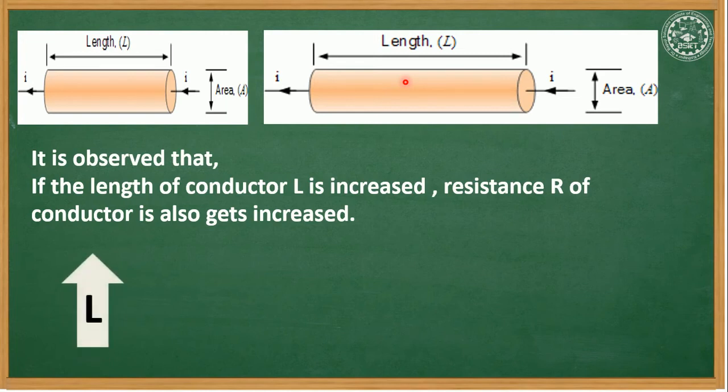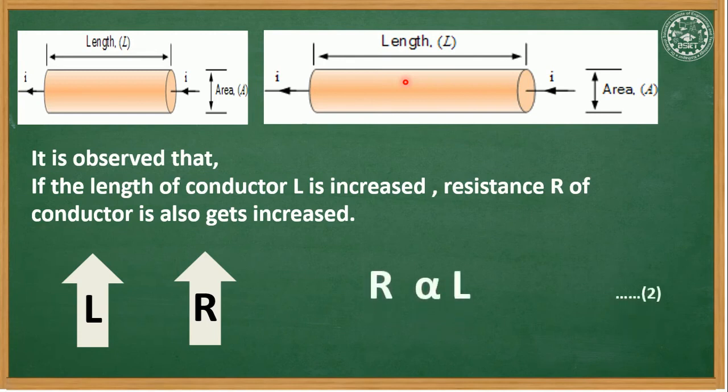If we increase the length, resistance also goes on increasing. Okay, means there is a direct relationship between resistance and the length of a conductor. If we increase the length of a conductor, resistance also goes on increasing. So we can call it equation number 2.